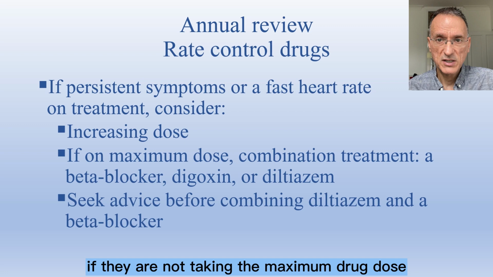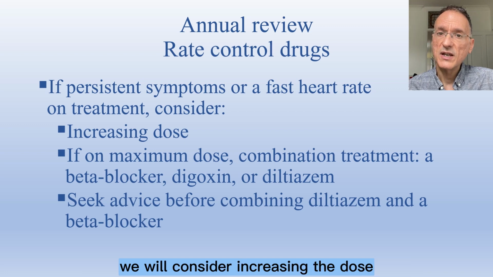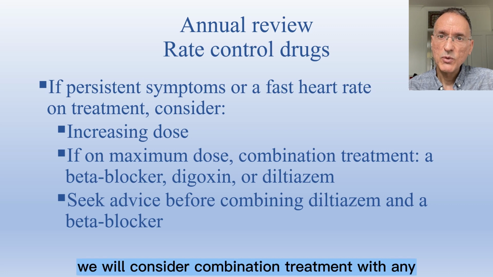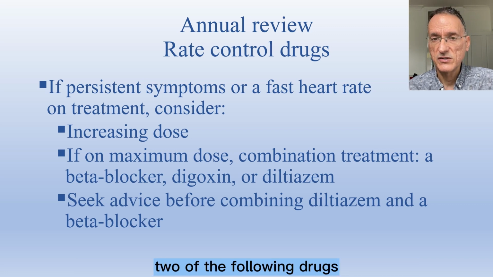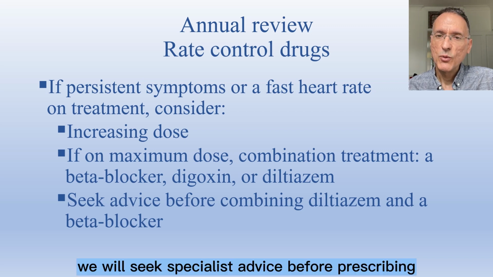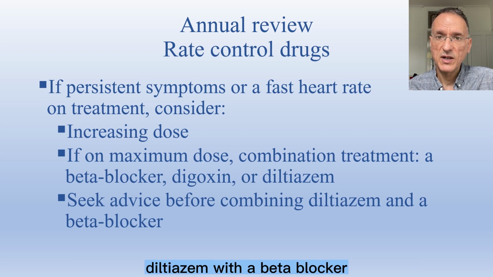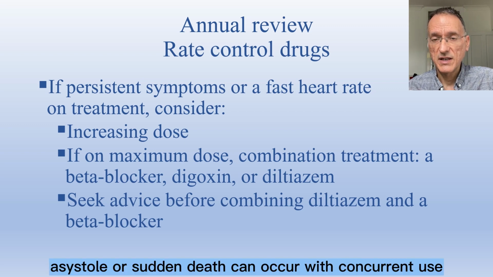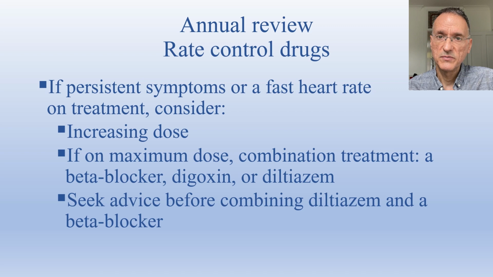If they're not taking the maximum drug dose, we will consider increasing the dose. If they're taking the maximum drug dose, we will consider combination treatment with any two of the following drugs: a beta blocker, digoxin, or diltiazem. We will seek specialist advice before prescribing diltiazem with a beta blocker because bradycardia, atrioventricular block, asystole, or sudden death can occur with concurrent use.